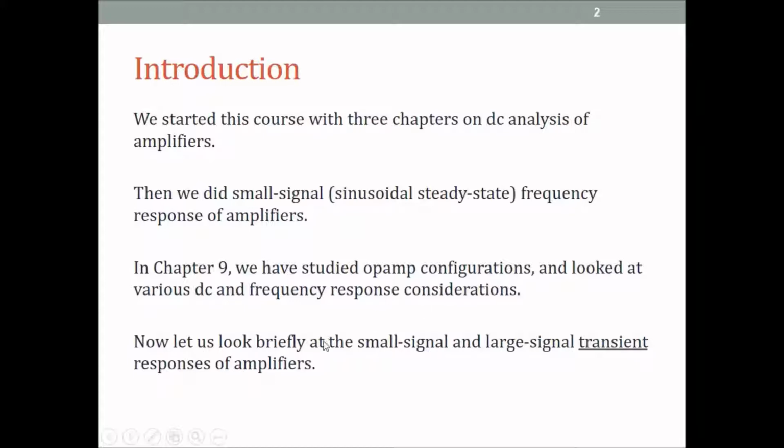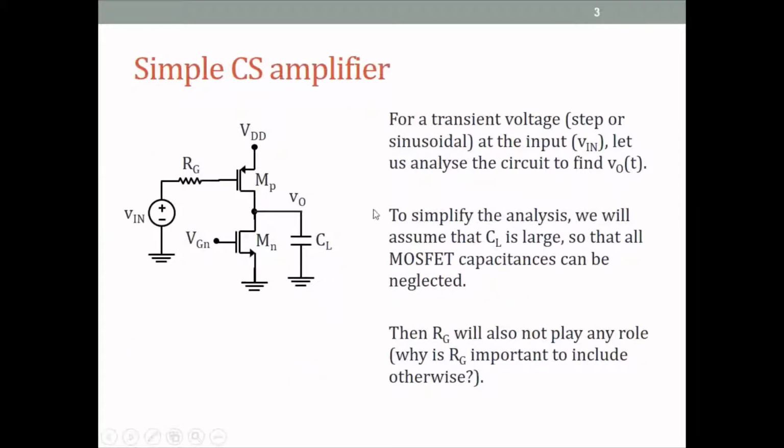So now let us briefly look at transient responses of amplifiers when the inputs applied are small or large. By transient we mean the response in the time domain, as opposed to either DC or frequency domain responses. And we'll start our discussion with the simplest possible circuit, our common source amplifier, and we'll assume a large load capacitor, so large that we can ignore all the MOSFET capacitances, so that the circuit has effectively only one capacitor.